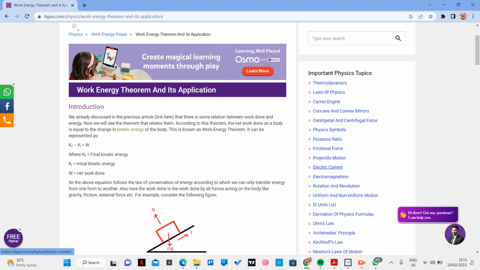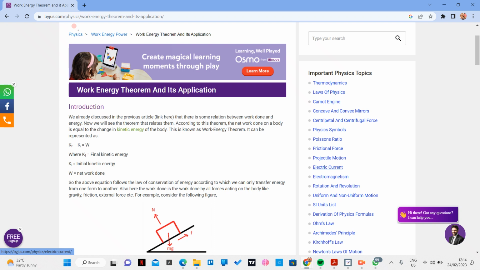According to the work energy theorem, the net work done on a body is equal to the change in the kinetic energy of that body. Now this statement is not entirely complete, because the net work done on the body can appear as either kinetic energy or potential energy.